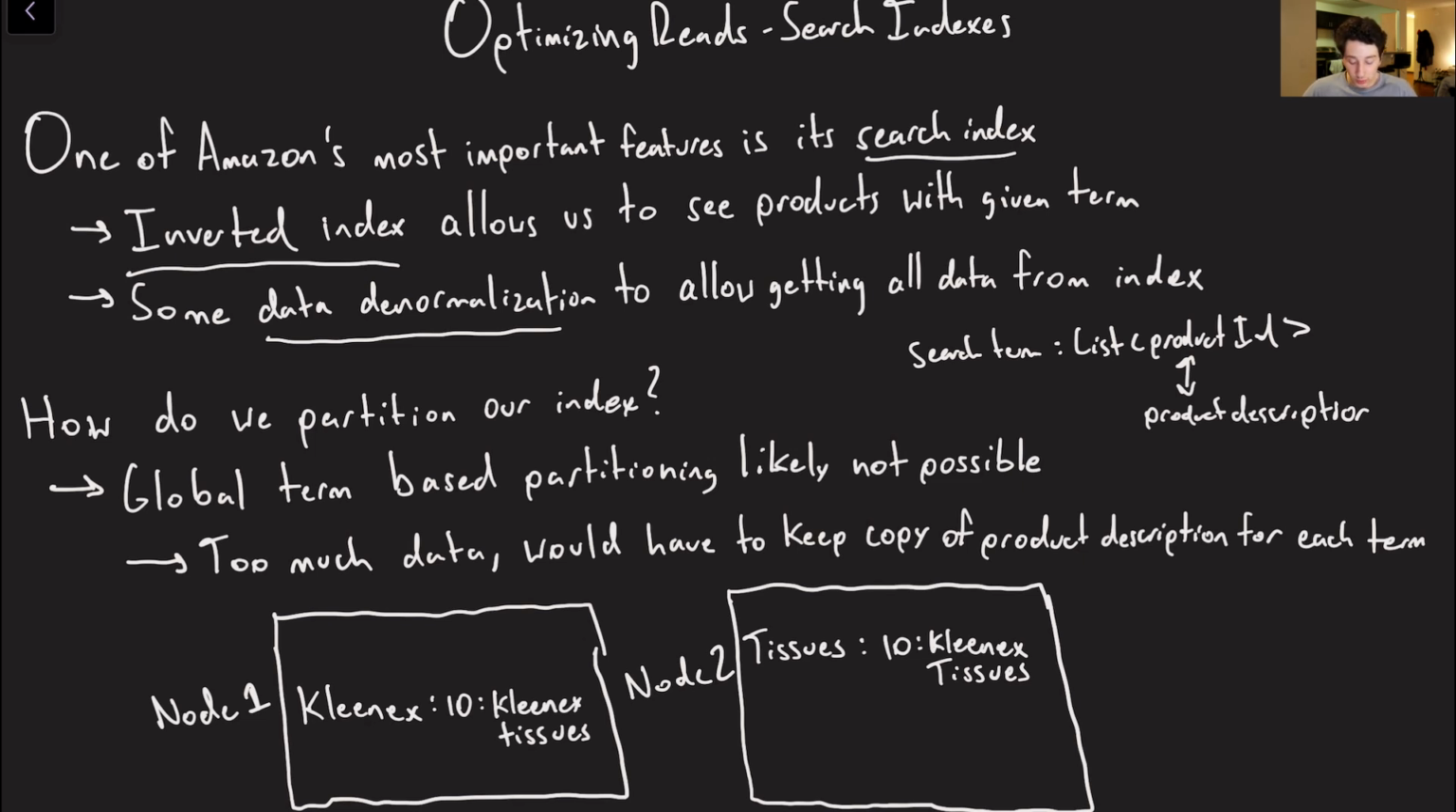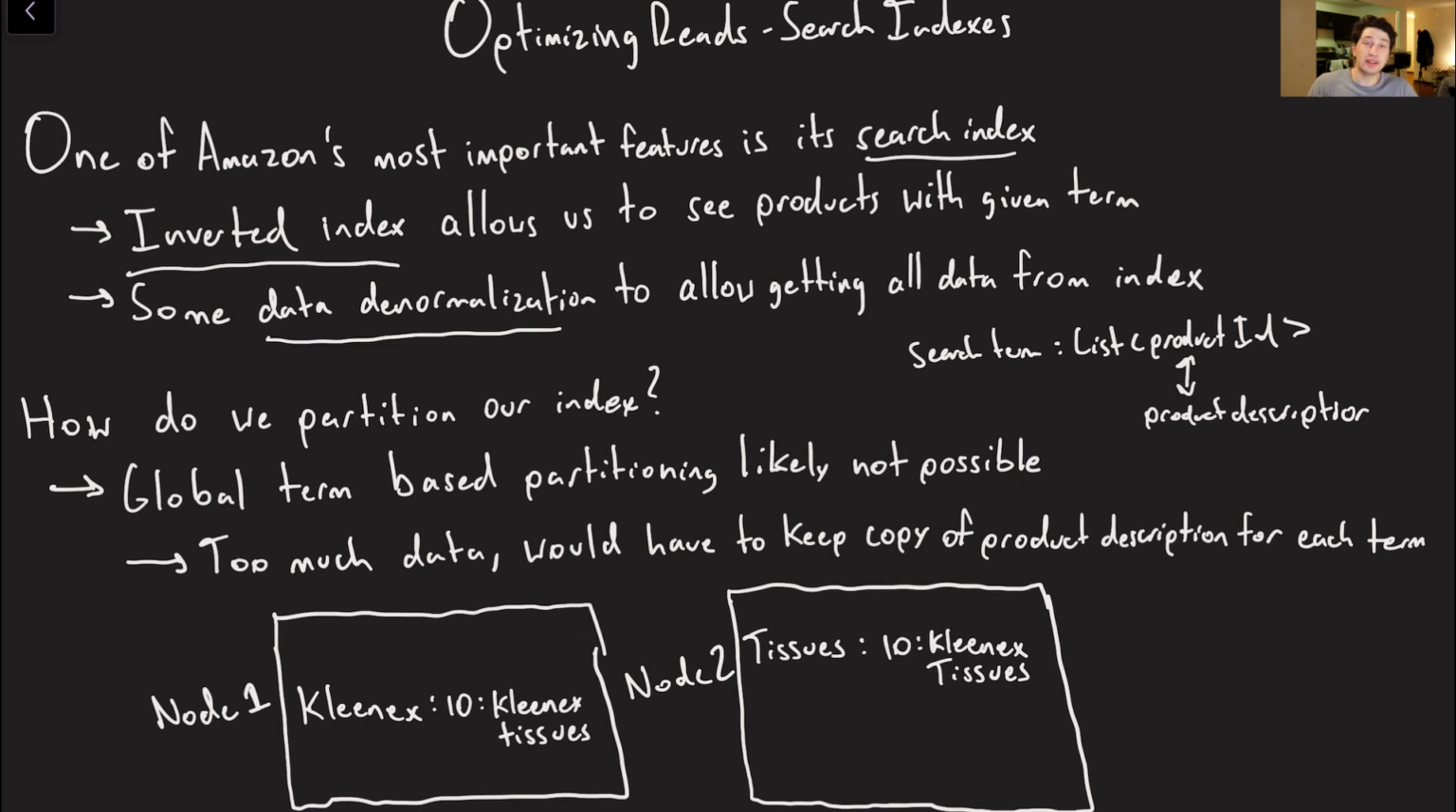Cool. So the next question is going to be, how do we actually want to partition our search index? Well, we could do global term-based partitioning, right? Which would be super nice. So if I ever search mattress, all of the document IDs or the product IDs that contain the term mattress are going to be on a single node. That would be great, because then if I ever do that search, I am basically only going to have to hit one node.